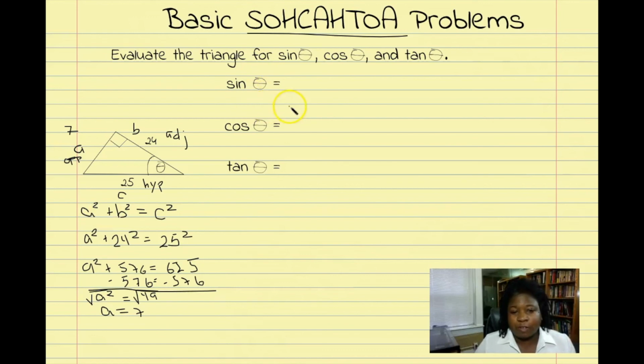And now for the trig functions. Sine of theta is opposite over hypotenuse. Opposite is 7. Hypotenuse is 25. So our sine of theta is 7/25. Cosine theta is adjacent over hypotenuse. The adjacent side is 24. And the hypotenuse is 25. So our cosine of theta is 24/25. And tangent theta is opposite over adjacent. So opposite is 7. And adjacent is 24. So the tangent of theta is 7/24.